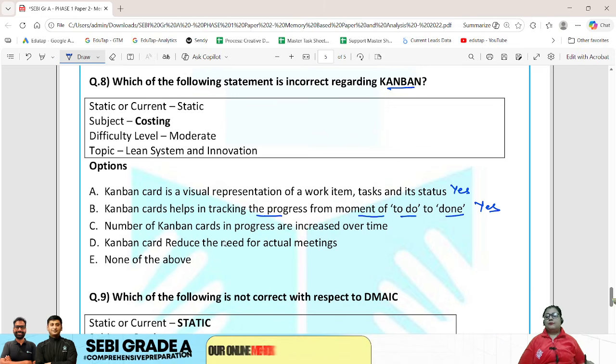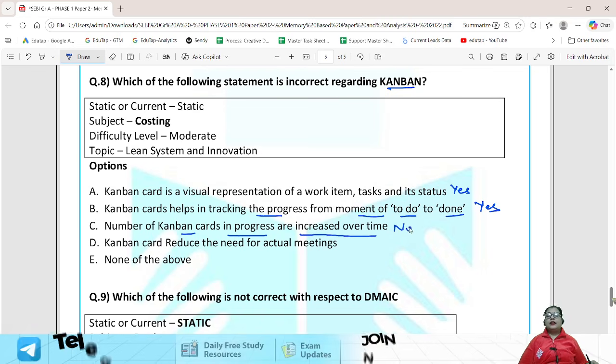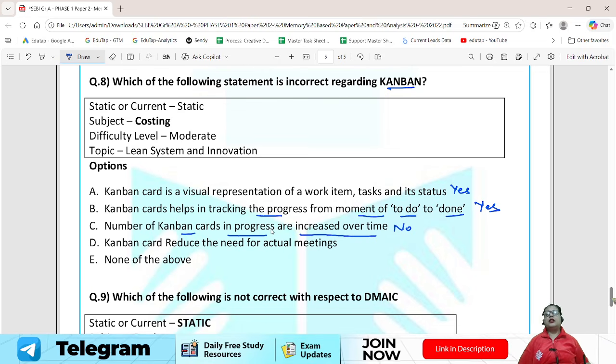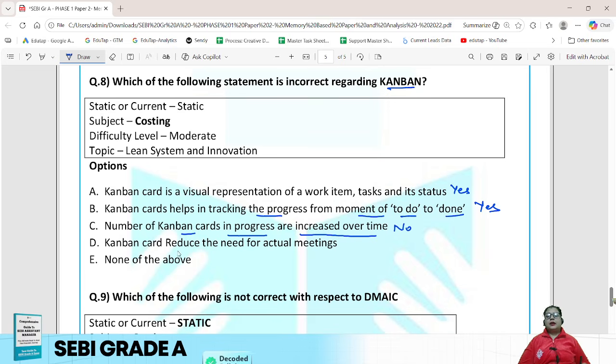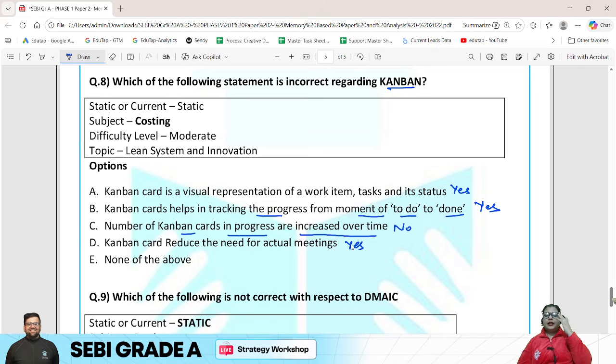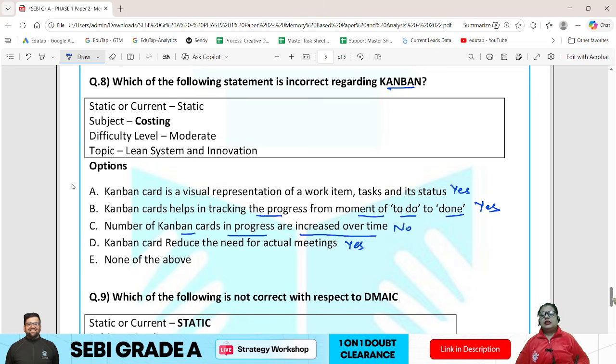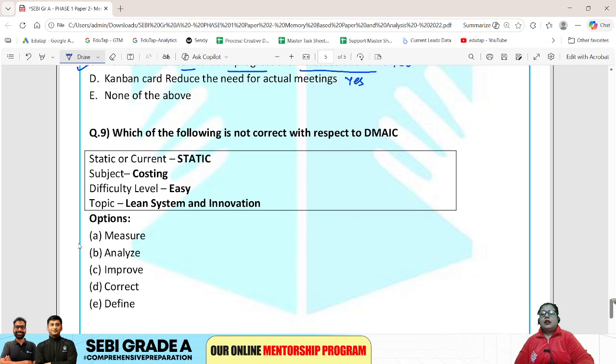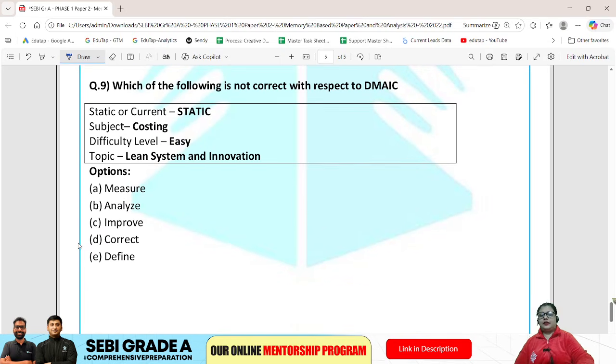एंड व्हेन इट रीचेस द डन. Number of Kanban cards in progress are increased over time. No, these are not increased over time, बल्कि हम इसको कंट्रोल करने की कोशिश करते हैं और कोशिश करते हैं कि डिक्रीज होगा ओवर टाइम, है ना, क्योंकि ये वर्क इन प्रोग्रेस कार्ड्स हैं बेसिकली. तो बेसिकली हम कोशिश करते हैं कि कम काम बचे लास्ट में जाके, है ना, कम कम होता रहे. Then Kanban reduce the need for actual meetings. That's true. Because basically हम track करते रहते हैं at each movement, so we don't need for actual movements. So answer is C. Number of Kanban cards in progress are increased over time. ये गलत है.